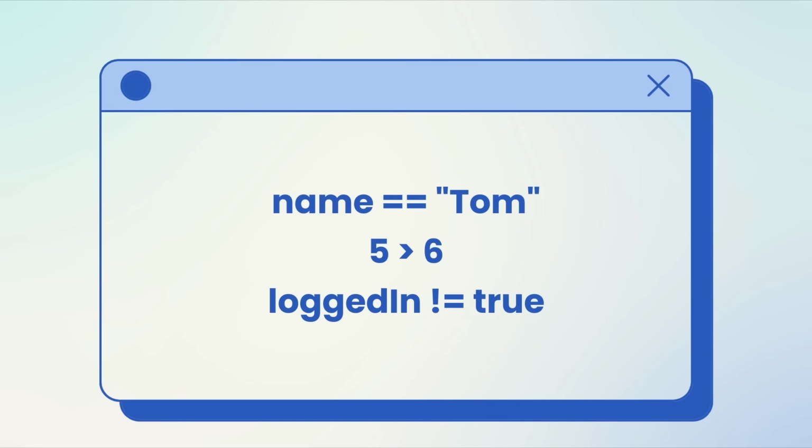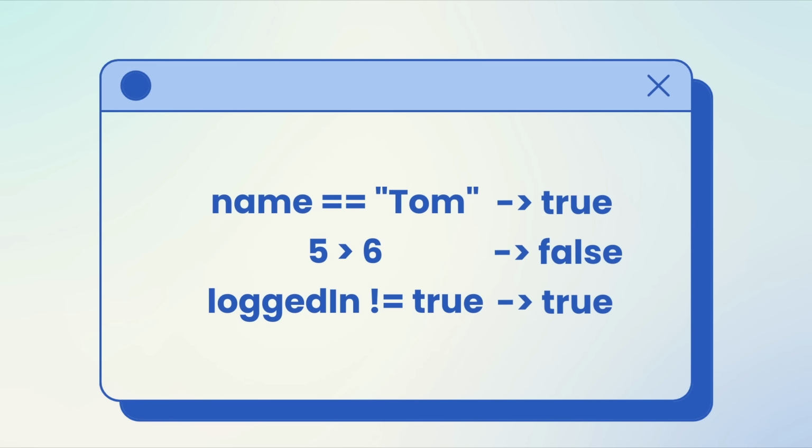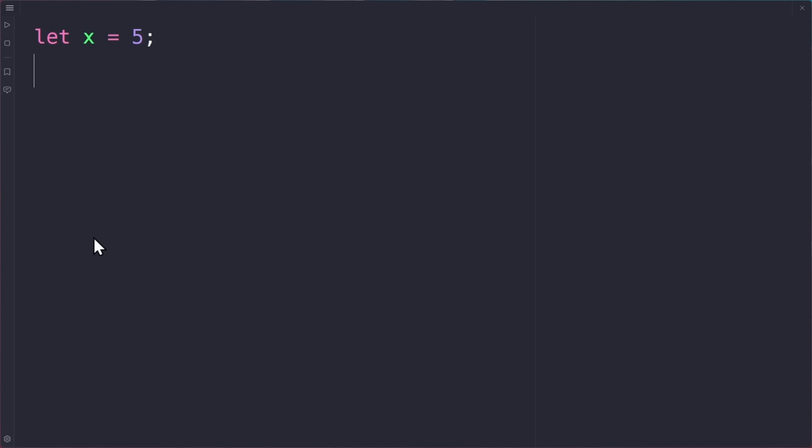JavaScript checks these statements and gives back an answer, which is either true or false. If the statement is correct, it returns true. If it's incorrect, it returns false. A comparison will always return a boolean. Let's look at some examples. Suppose we have a variable x with the value 5. We can use different comparison operators to check this variable.